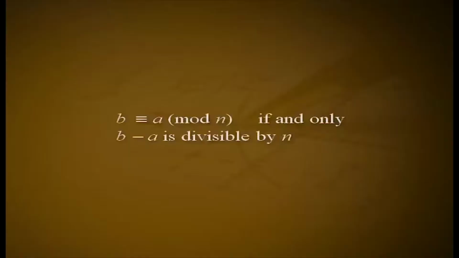Residue classes modulo n. Before entering the theory of cosets, we consider an example of a partition for the set of integers. Definition. An integer b is said to be congruent to integer a modulo n, n being a fixed positive integer, if b minus a is divisible by n. Symbolically, we write b ≡ a mod n, and read it as b is congruent to a modulo n. That is, b ≡ a (mod n) if and only if b minus a is divisible by n.